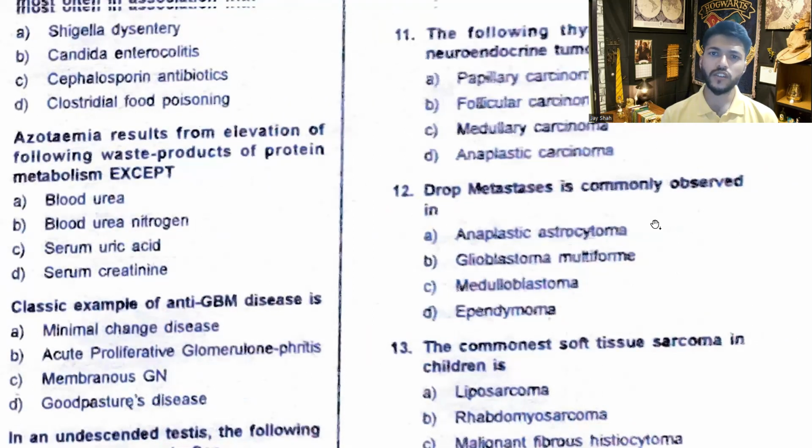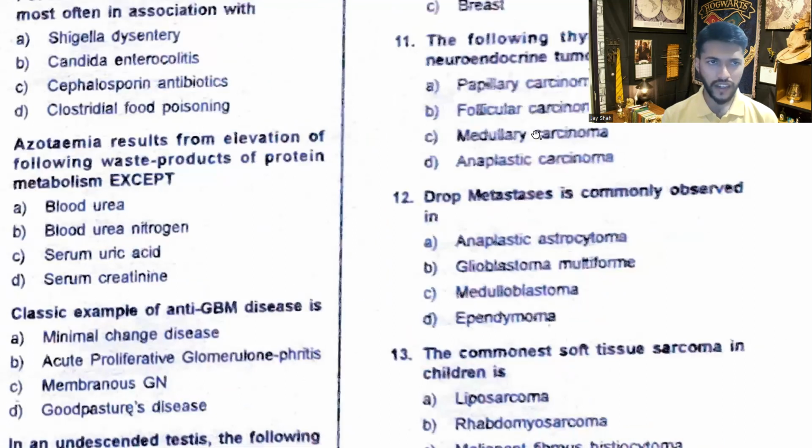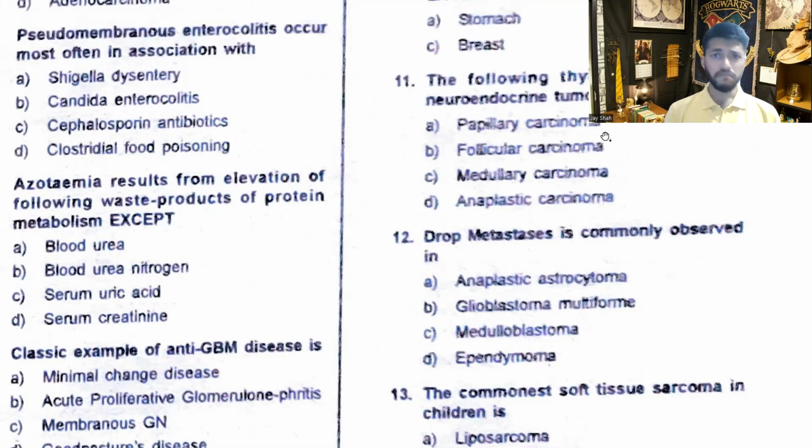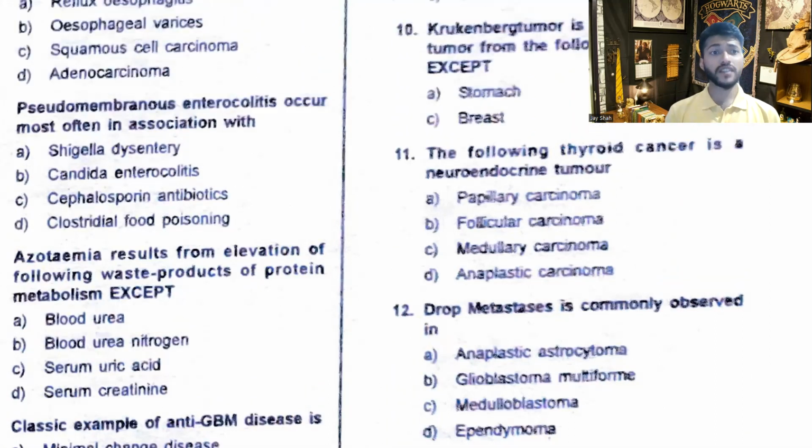Following, thyroid cancer is a neuroendocrine tumor. Neuroendocrine, again I repeat, it has to be medullary carcinoma of the thyroid. Why? Because it produces calcitonin. So calcitonin paraneoplastic syndrome as well, right?